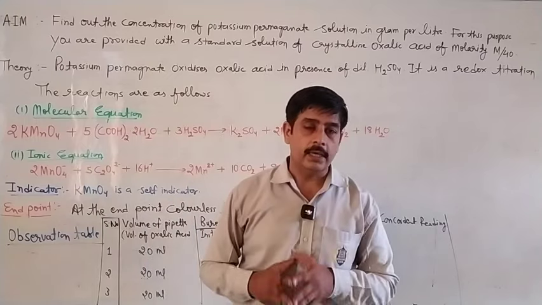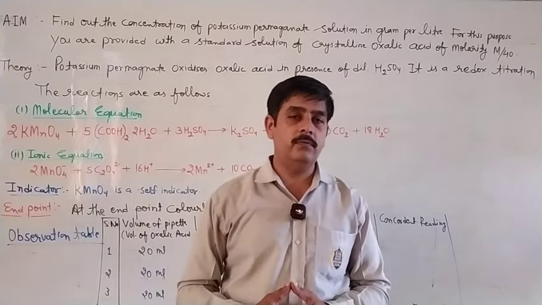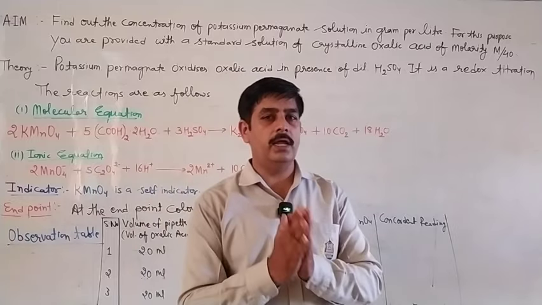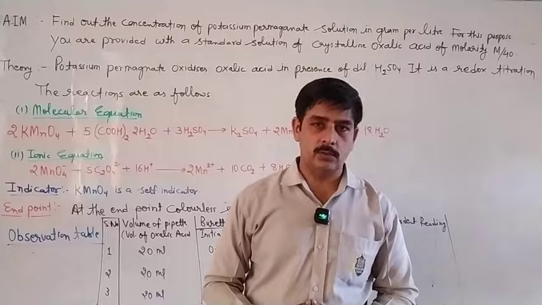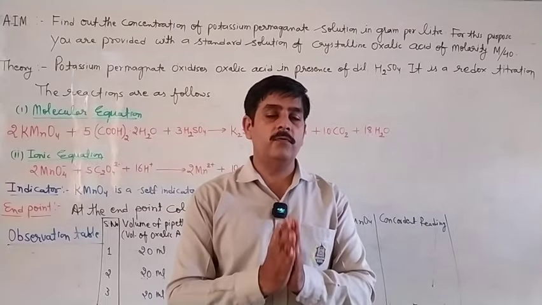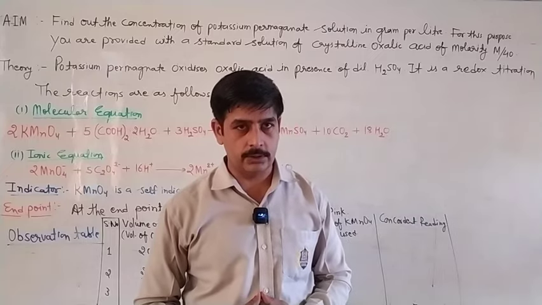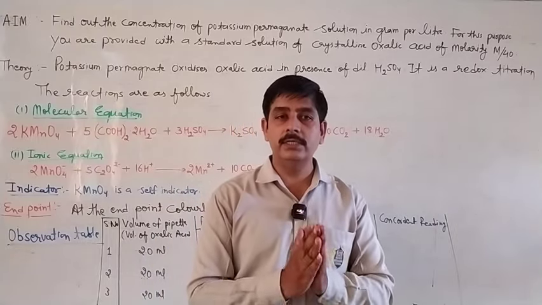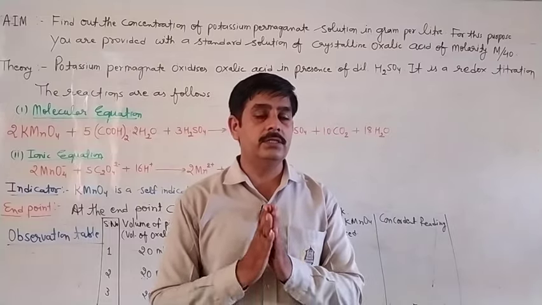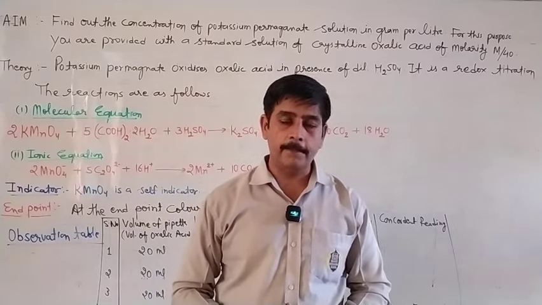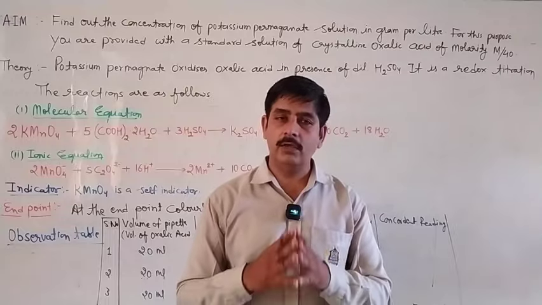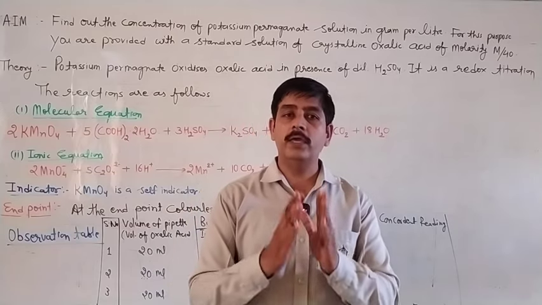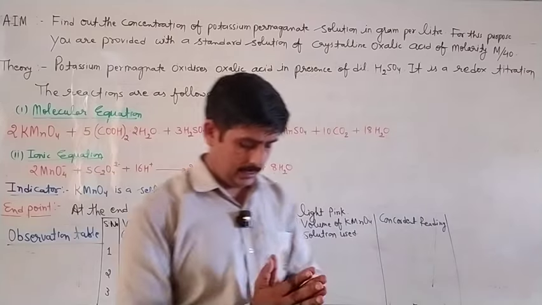Actually in this titration you are provided with two types of solution. One is oxalic acid solution and another is potassium permanganate solution, and we have to perform a titration between these two solutions. We have to remember that KMnO4 is an oxidizing agent and oxalic acid is a reducing agent in this titration. I will show you how to perform it, but before starting, let us understand how we proceed in our notebook.